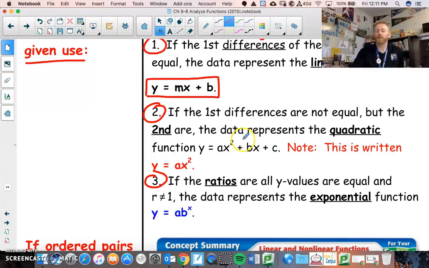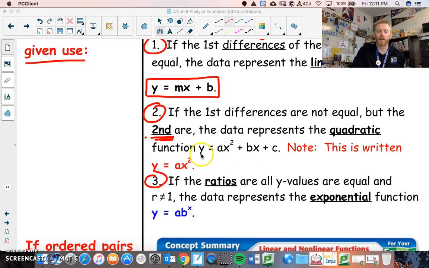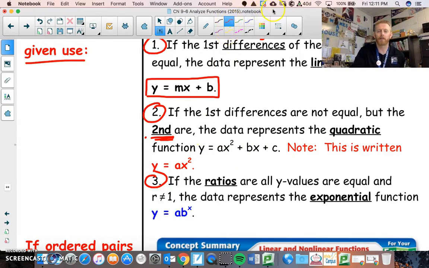If our first differences are not equal, but the second differences are equal, that data shows us a quadratic function. A quadratic function is in the form ax squared plus bx plus c, but for us we're just going to use this one instead: y equals ax squared. The plus bx plus c stuff is not going to be used for us.